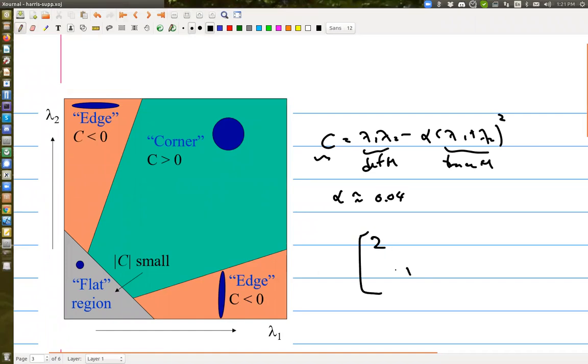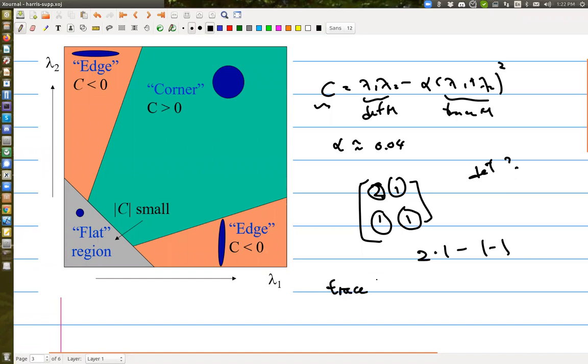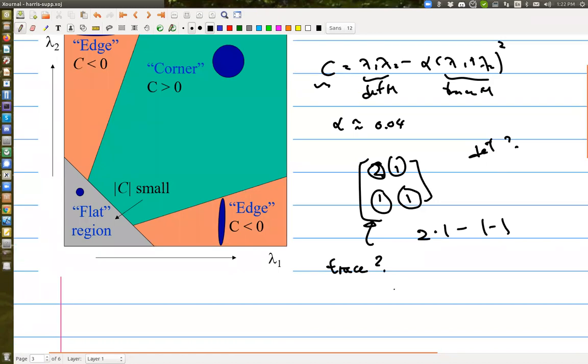If I have something like this matrix, 2, 1, 1, 1, what's the determinant? Okay, that's good, you know what the determinant is. The determinant is this multiplied by this minus this multiplied by this, so it's 2 times 1 minus 1 times 1. And do you guys know what the trace is? Okay, good. Trace is just the diagonal.